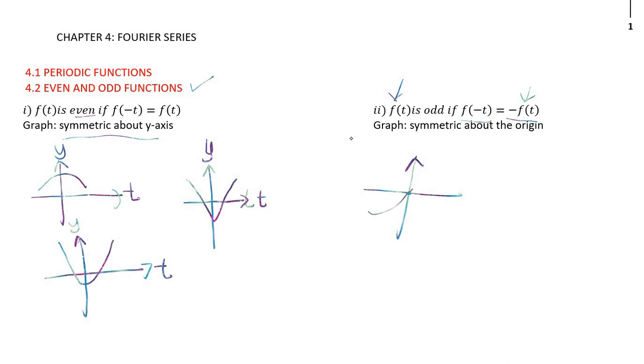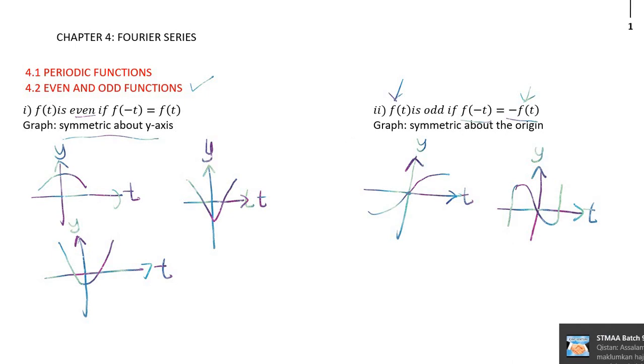We can have this kind of graph, or another example. These two graphs are examples of symmetry about the origin. Okay, now we proceed with the examples.